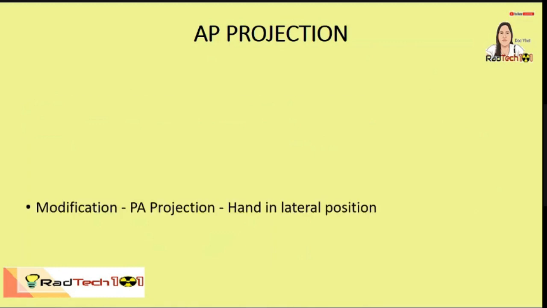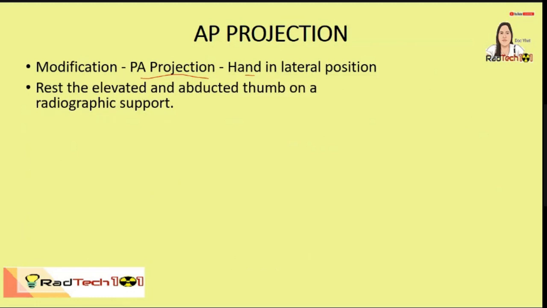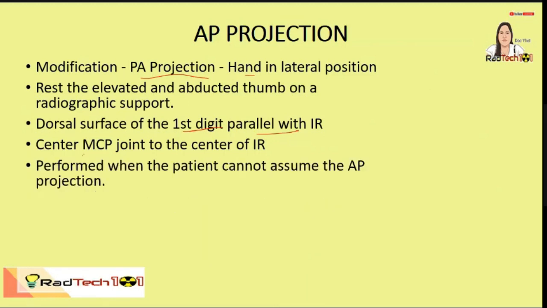The next, we have the AP projection. So, this is the modification of the PA projection wherein the hand is in lateral position. Rest the elevated and abducted thumb on a radiographic support and the dorsal surface of the first digit must be parallel with the IR. Central ray is perpendicular to the MCP joint to the center of IR.